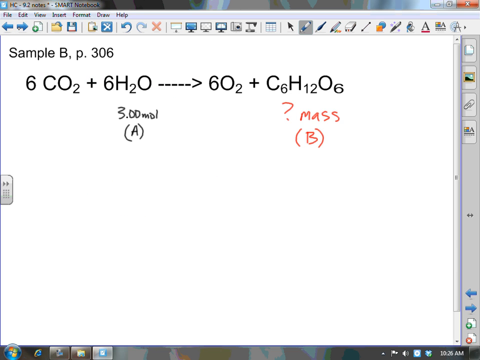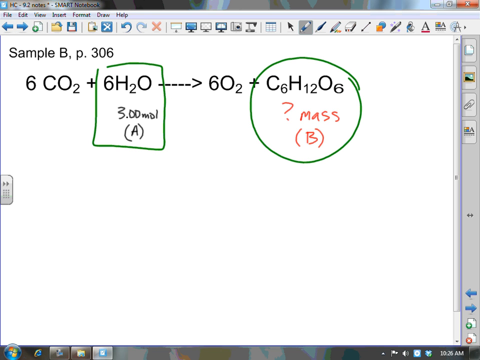So we look at the sample problem on page 306. Okay? It's a simple photosynthesis. Read the question, and it says that if we have 3 moles of water, how many grams of glucose would be produced? Okay. We're not saying how many moles, we're saying how many grams. So what we're going to do is go from moles of water to mass of glucose.